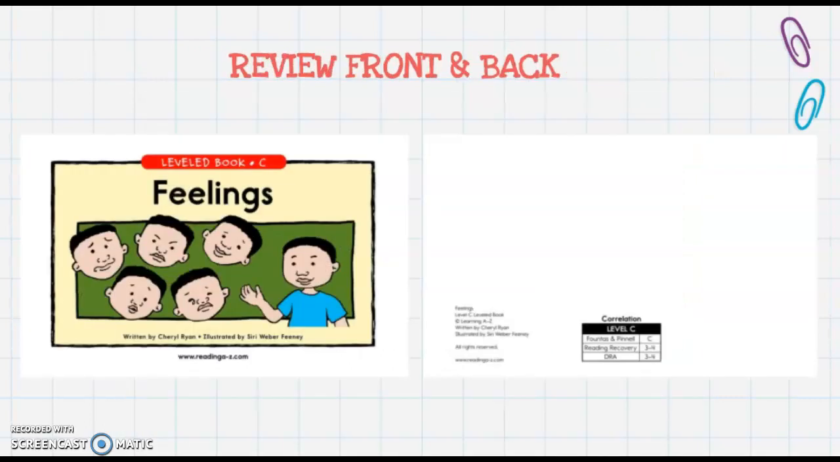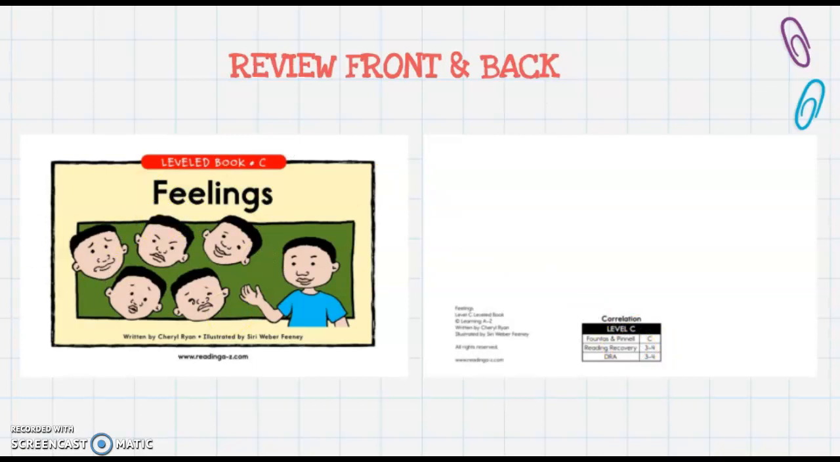We reviewed what a front and the back of the book looks like and how it may look online. So if you're reading on Raz Kids, the front of your book may look like this and the back of your book may look like this. It is a little bit easier to know what the front and the back of a book is if you have a book in your hands, but on the computer we still need to know which is the front and which is the back. Remember, the back is going to give you a little bit of information, but not as much as the front.